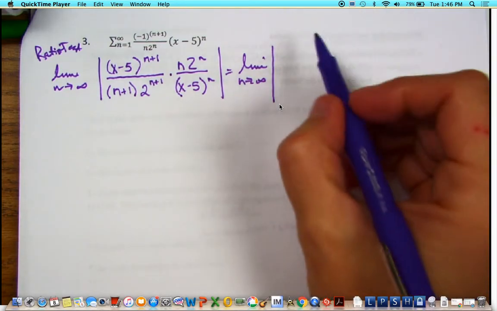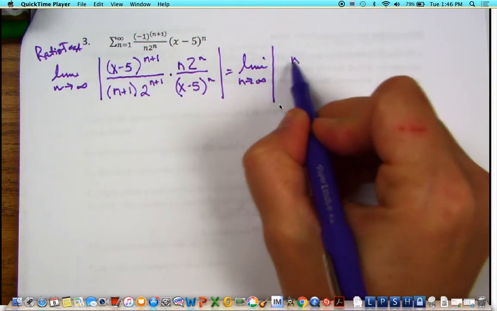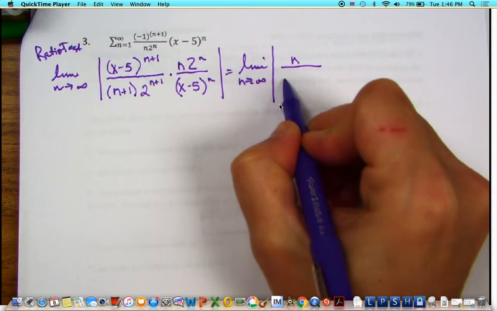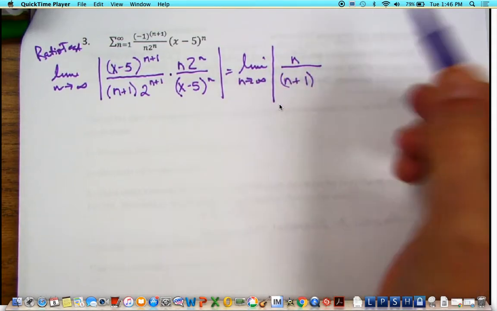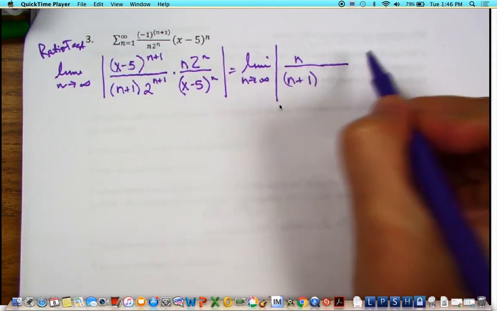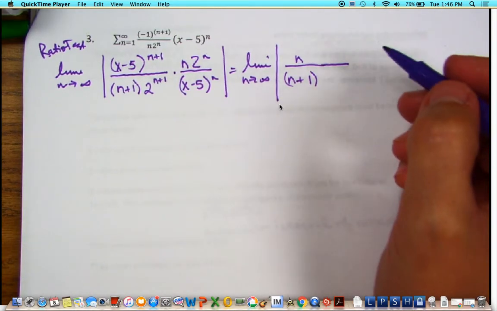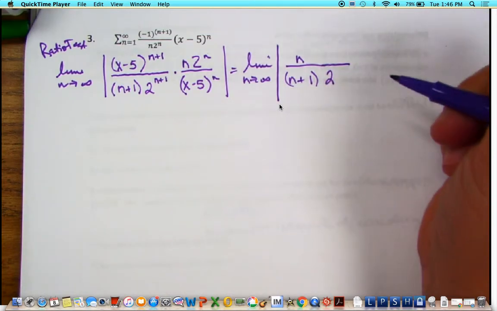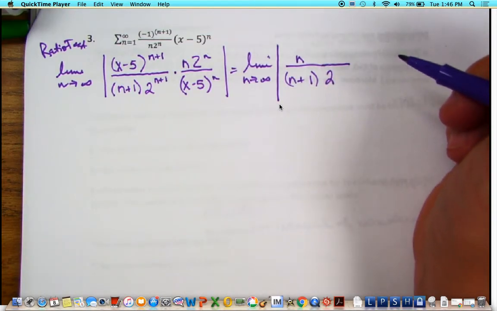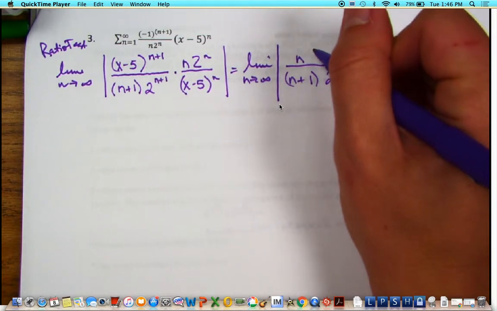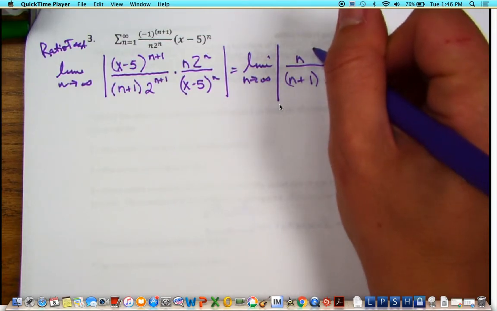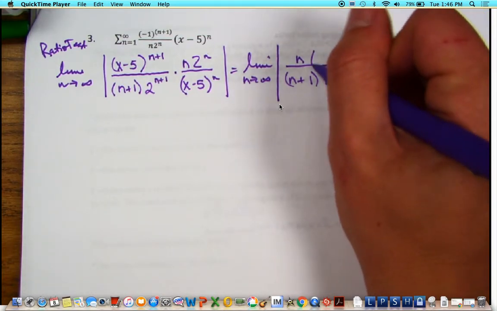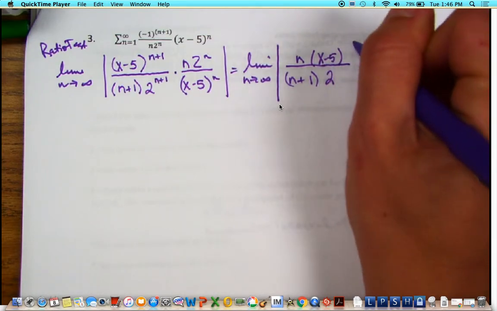Okay, so I'm gonna list my n's first because I'm gonna have an n in the top and an n plus 1 in the bottom, right? And then what about the 2's? There's going to be a 2 in the denominator. And what about the x minus 5's? There's gonna be 1 in the numerator.